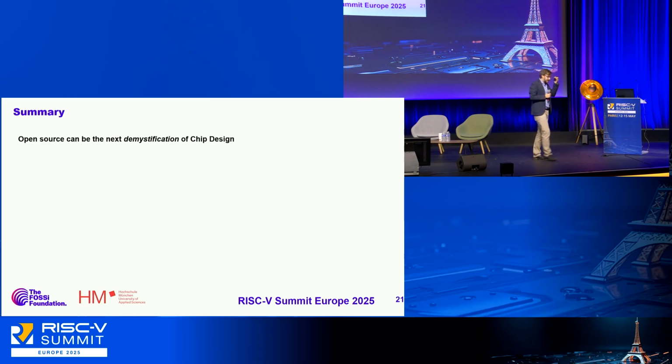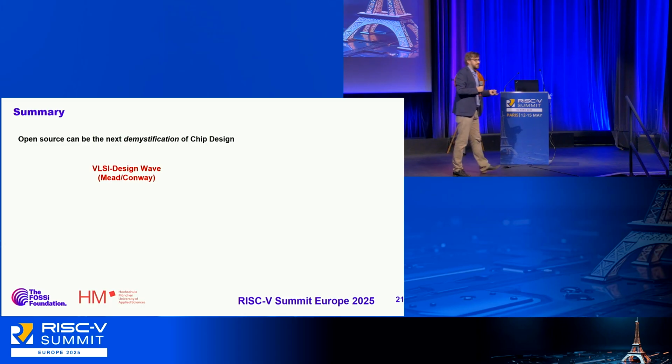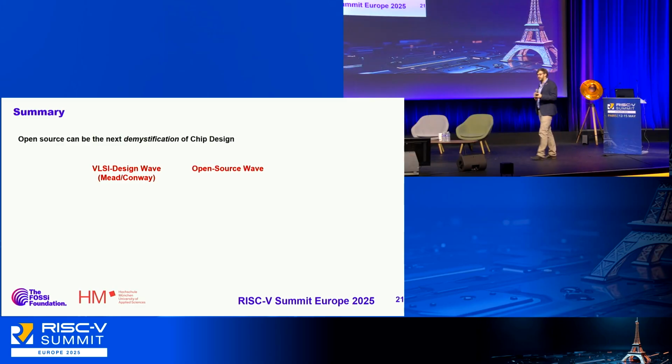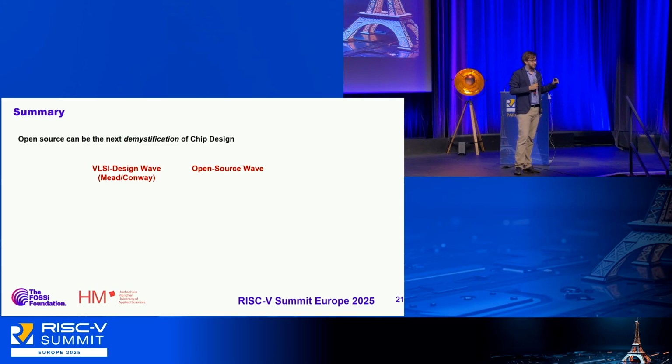In summary, I want to make a very provocative statement. I'm a little bit too young to remember, because that was when I was born. There was this era of demystification of chip design, right? You had this VLSI design wave in the late 70s, early 80s, when the EDA tools were invented, essentially. Before that, you only had physicists being able to do chip design. This was when engineers became able to do chip design. And I think the open source wave that we see at the moment could have a similar impact, not in the same strength, but a similar impact on the way that people think about chip design.